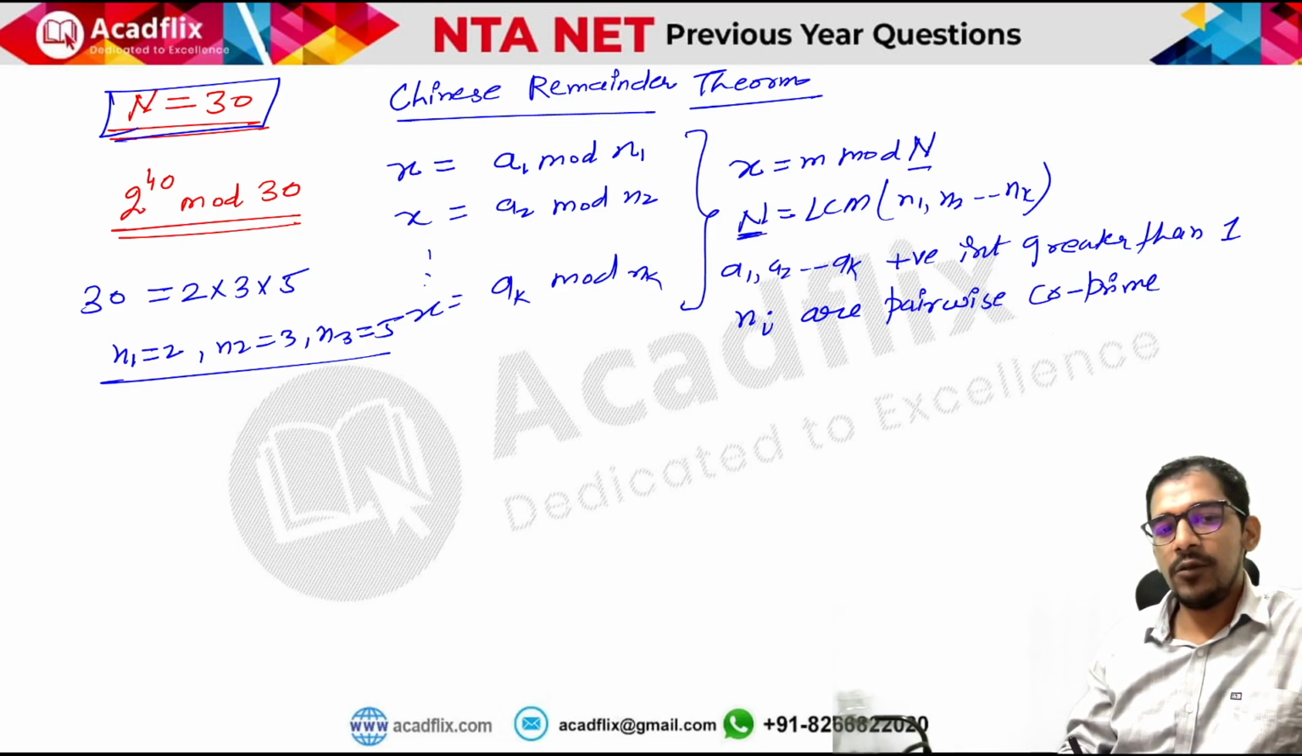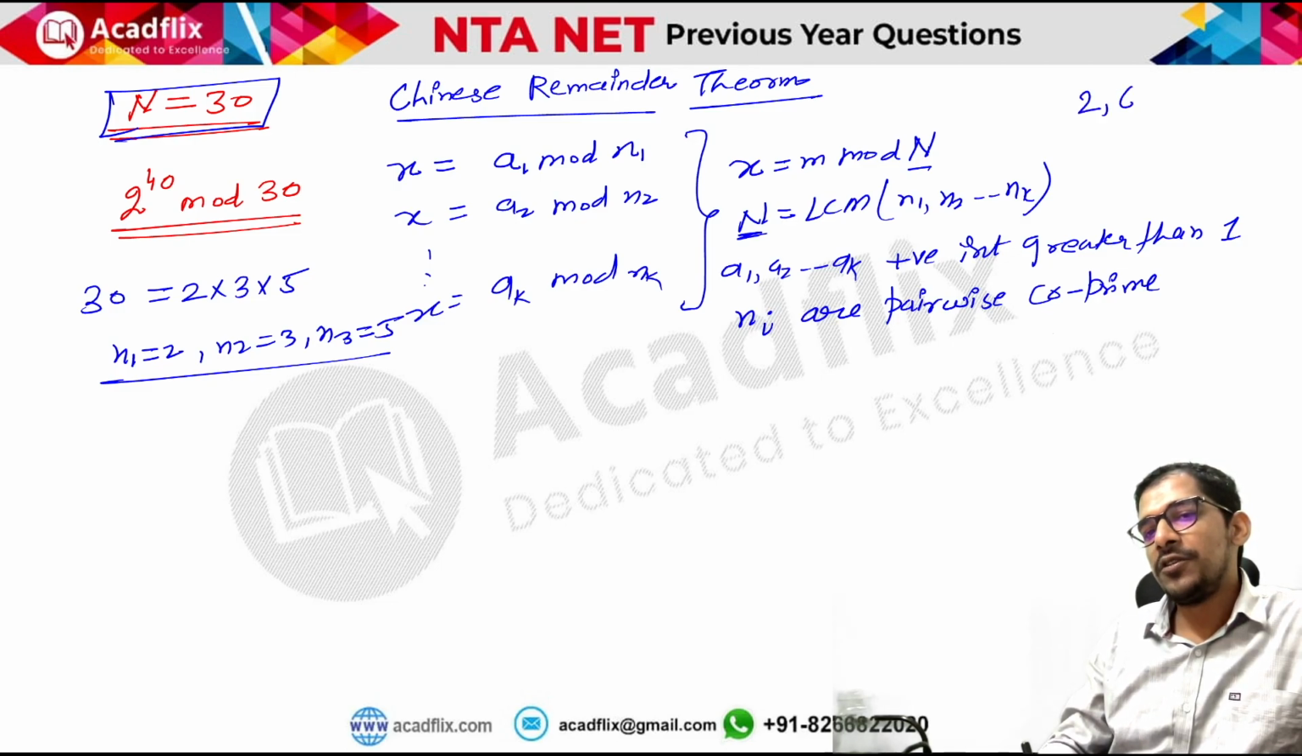Pairwise co-prime means that 2 and 3 are co-prime. We say that two numbers are co-prime when their common divisor is either 1 or the number itself. That means there is no other divisor. What I mean to say is that 2 and 6 are not co-prime because their common divisor is 2, besides 1 and the number itself.